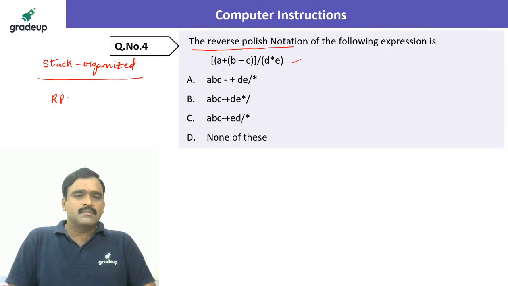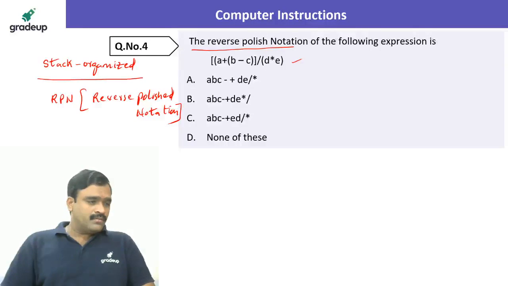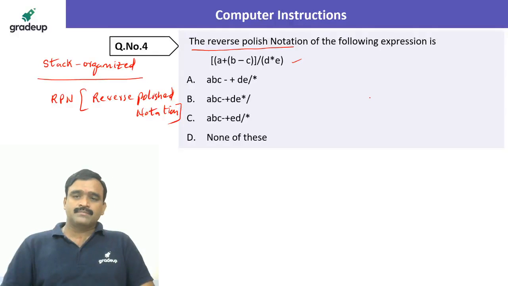RPN is nothing but reverse Polish notation. Reverse Polish notation is used in stack organized computers. Reverse Polish notation is also called postfix notation. For pre-order prefix notation, we use the queue. For postfix notation, we use the stack. This is also called the postfix notation.